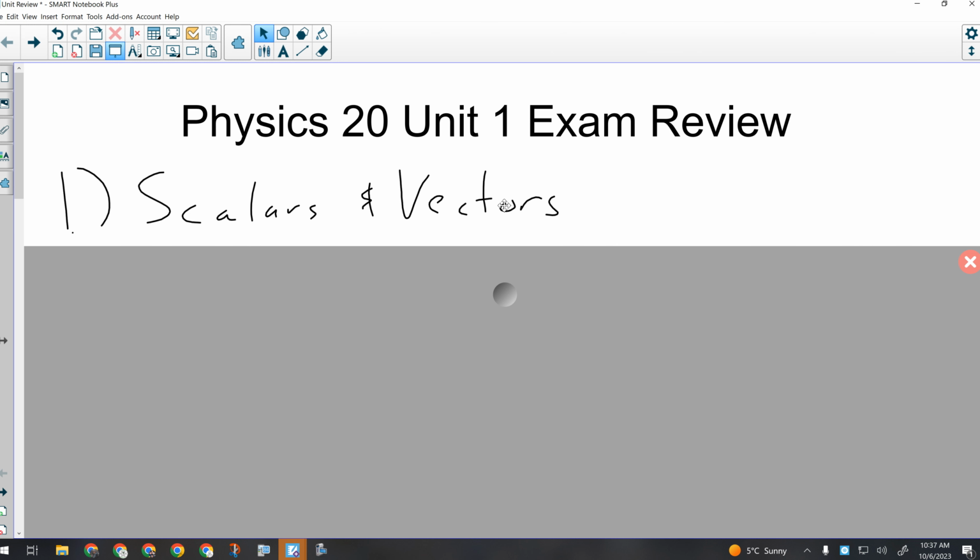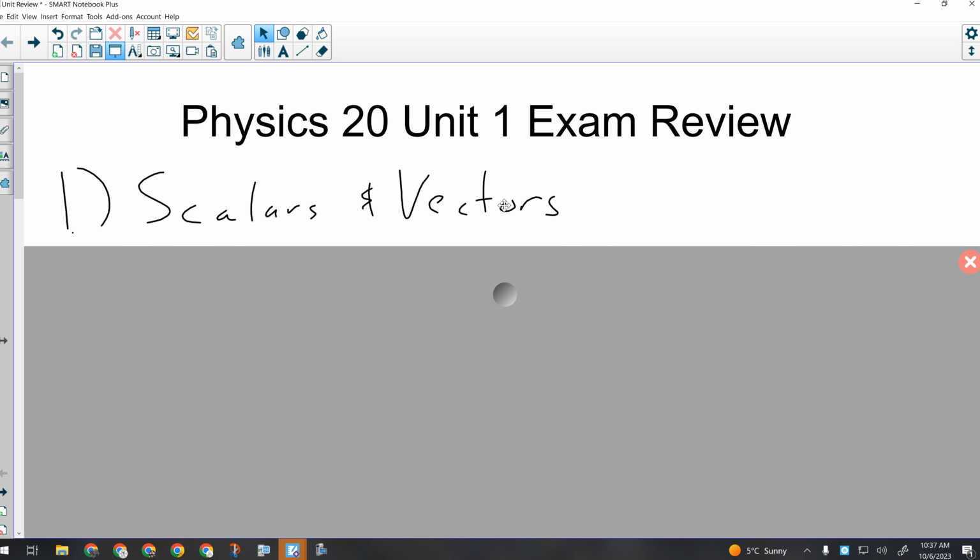Okay, so the problem solving would be kind of like your quiz questions, similar to those. And in the multiple choice, there's little to no calculating. Those are more checking your understanding, vocabulary, things like that. All right. So scalars and vectors, that would be part of both sections of the test.